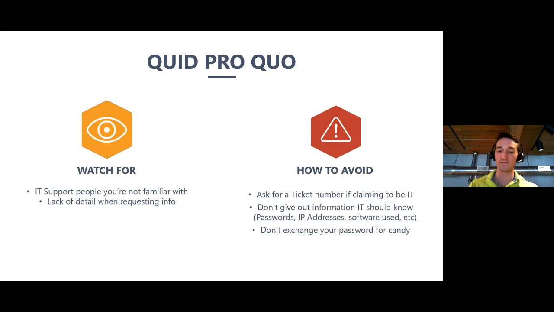And then look for a lack of detail too. If they don't have a lot of information, like, if I just call up and say I'm IT support, you can ask, all right, well, what company IT support do you work with? They might not have that info. And again, if it is an IT request, there's always going to be an IT ticket usually with the ticketing system, so you could just ask them for that. And don't give out information that IT should know. So if it's passwords or IP addresses or software use, a lot of that information can be used against you if they're trying to hack into your system. So just be careful, because that's stuff that an IT company should know if they're working with you. And then obviously don't exchange your password for candy, like we found in the study there.